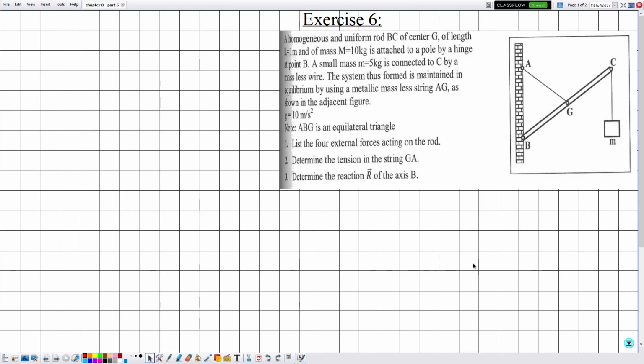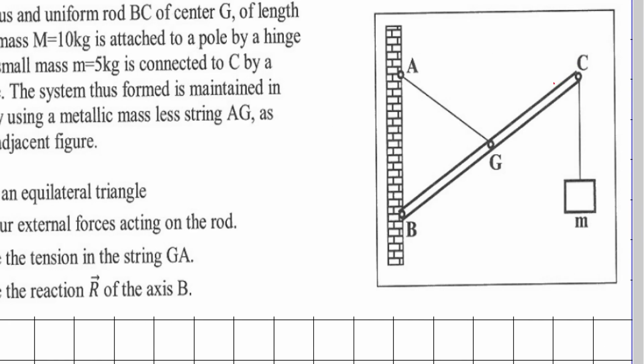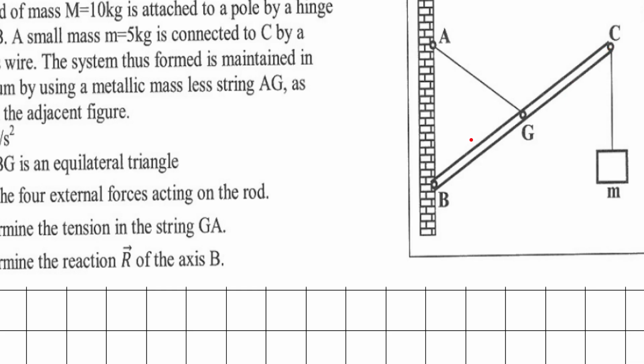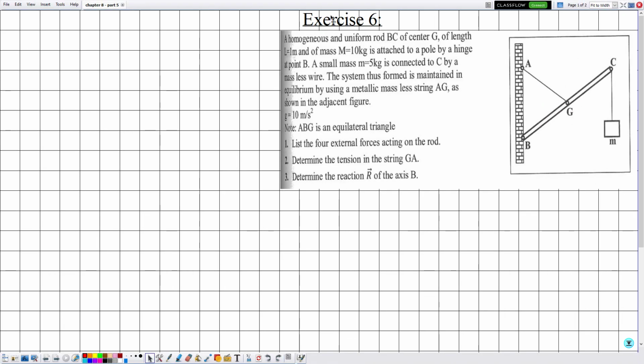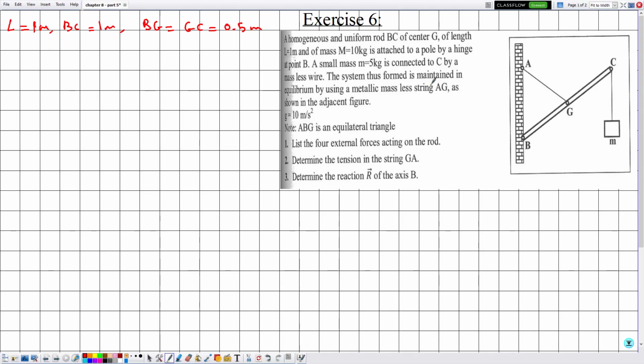Exercise number 6: homogeneous and uniform rod BC of center G. Here let me make it clear that homogeneous means that the mass is distributed uniformly along its length, which means the center of gravity G will be at the midpoint of BC. So if the length of BC, given by L, is 1 meter, this means that BG is equal to GC, which is 1 divided by 2, which means 0.5 meters.